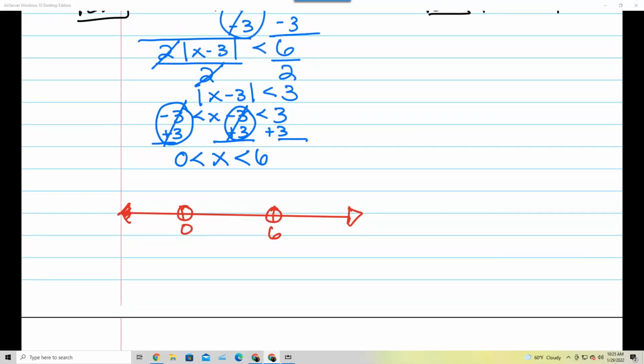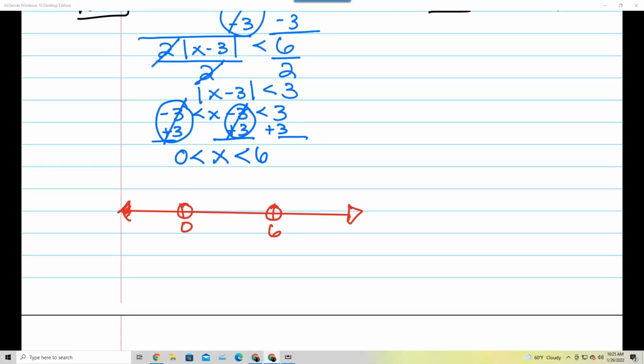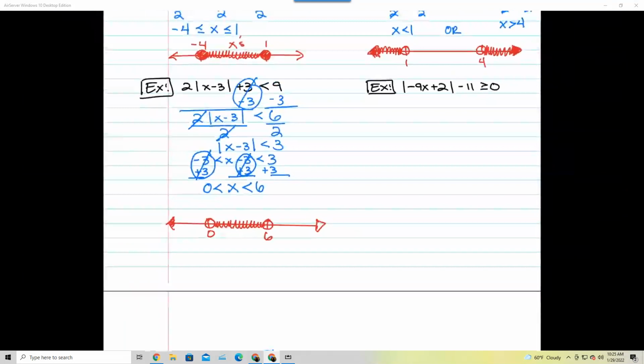Are the numbers sandwiched between two numbers? I'm asking, is the x in between two numbers? Absolutely. The x is between two numbers. It's between the 0 and the 6. So I'm going to go ahead and shade in the middle part. Notice I only have one set. And do I need to shade in the circles? The answer is no, because there is no equal sign down there.